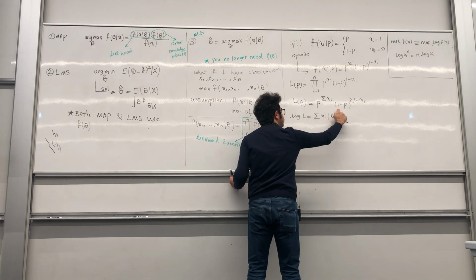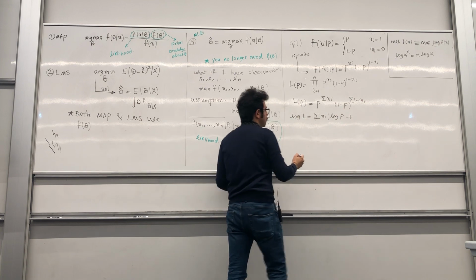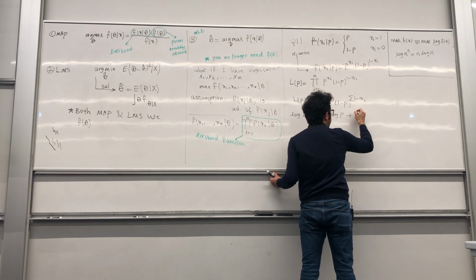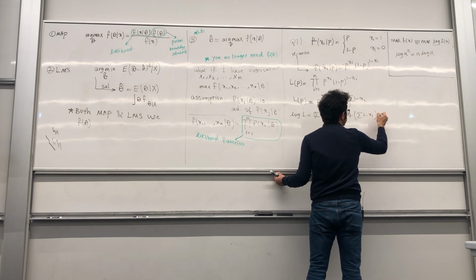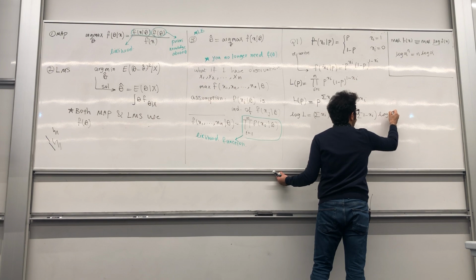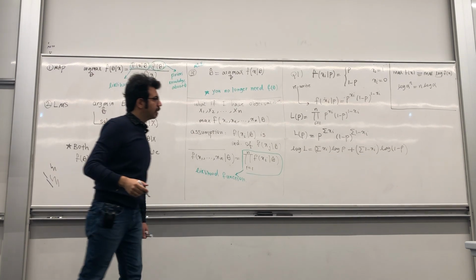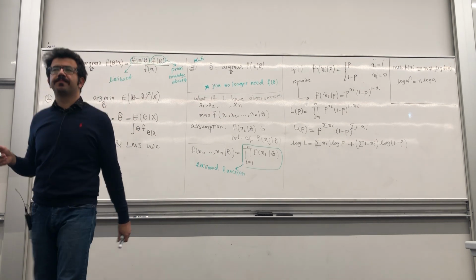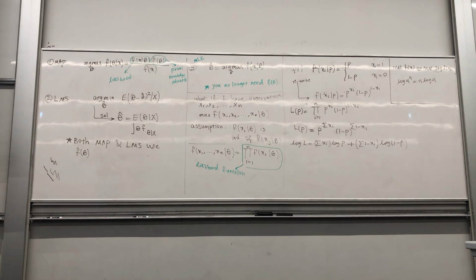Now I have multiplication of these two terms. It will be addition when you take log. Again, this exponent comes out: 1 minus xi times log of 1 minus p. Okay? Clear? Any questions? You got it?